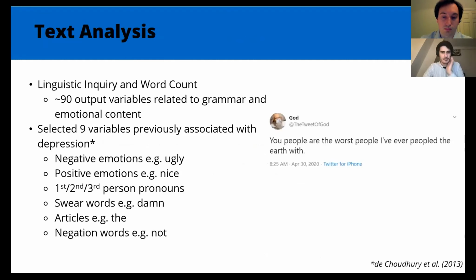For text analysis, we use the Linguistic Inquiry and Word Count, or LIWC. This is a well-validated library for psychological research where you input some text and it will output 90 different variables related to grammar and emotional content. We were interested in particular in 9 variables that were previously associated with depression by De Choudhury et al. These include negative emotions, so words like ugly, positive emotions like nice, first, second, and third person pronouns, swear words, articles like the, and negation words like not.